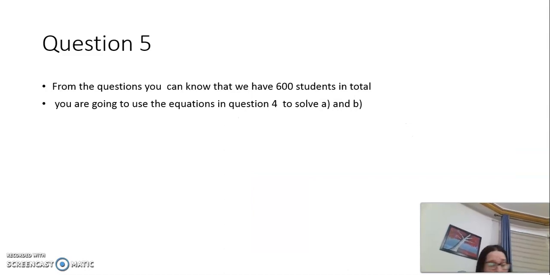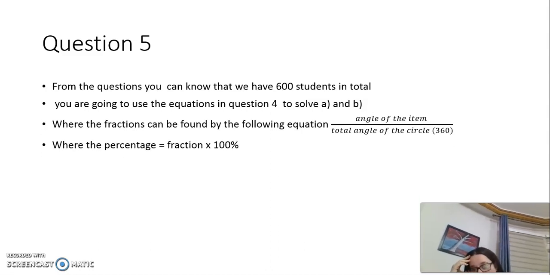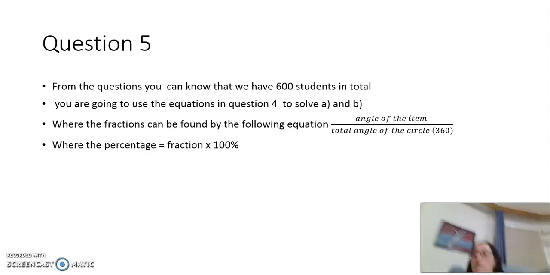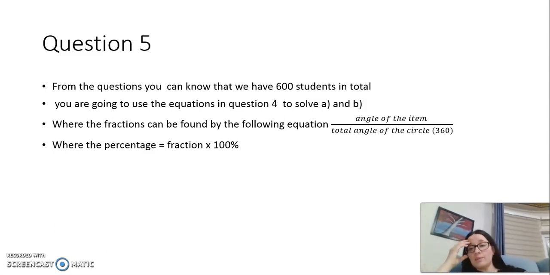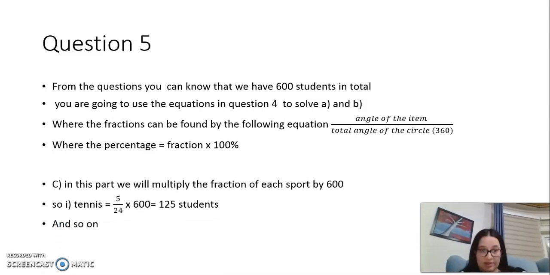For question number 5, if you read it carefully, you're going to see that the total number of students is 600. To find the fraction and the percentages in A and B, you are going to use the same equations, which is the angle of each item divided by the total angle of the circle, which is 360. And then we are going to simplify it into the simplest form to get the fraction. Then we are going to take this fraction in the simplest form and time it by 100% to get the percentage. But I will help you to find the answer of C, which is how many students represent each part or each sector.